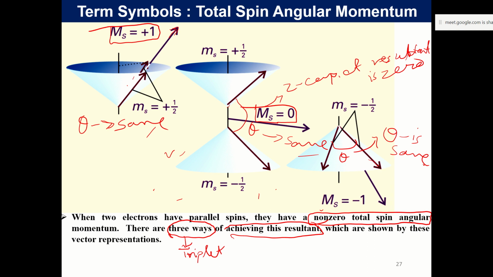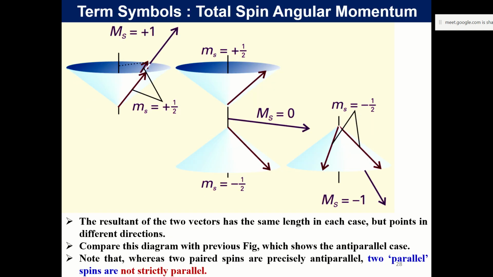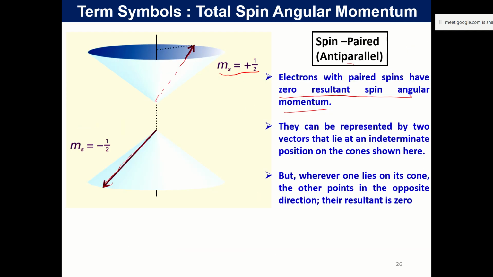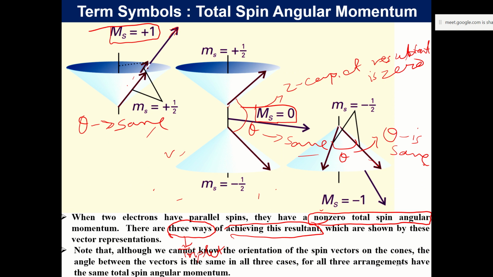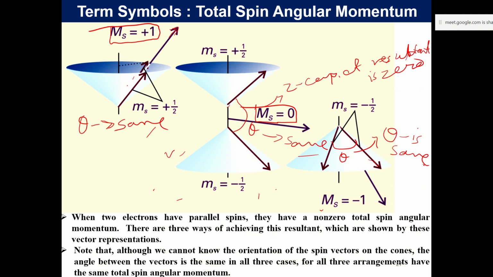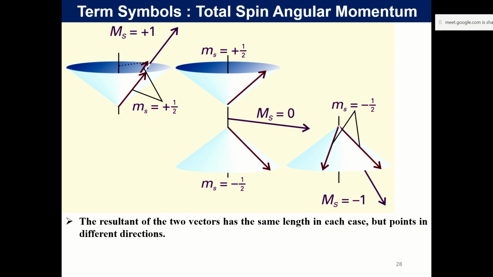Why do we call them triplet? Why do we call them singlet? Because the total spin angular momentum can have three different orientations, right? And you also now understand that the anti-parallel case is slightly different. Anti-parallel is truly anti-parallel, but something which is not anti-parallel, we call it different from that. Okay, so all three arrangements that we see here have the same total spin angular momentum, and these are the three different ways in which the two spins can be arranged.